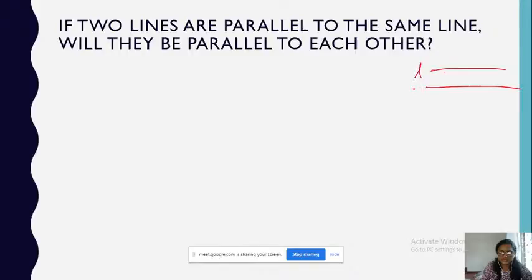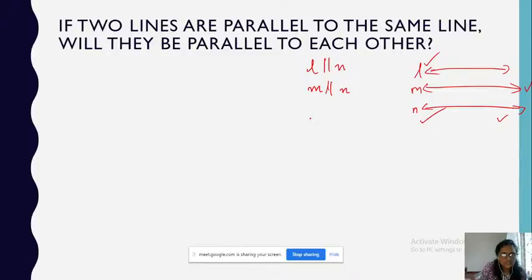So you have line L, you have line M, and there is another line, line N. Okay, so there are three lines. We are given that two lines are parallel. So line L and line N are parallel. Similarly, line M and line N are parallel. Now, what about line M and line L? So we are given that line L is parallel to line N, line M is parallel to line N, and what about these two lines, L and M? Will they be parallel? What do you think? Yes.